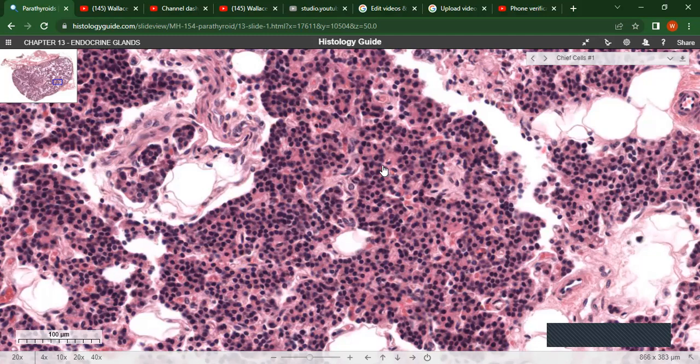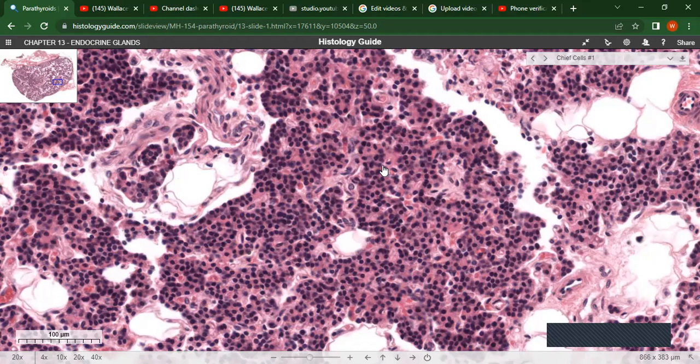Remember that bone is the largest calcium reserve in the body. Another way is that it inhibits the osteoblasts. Osteoblasts are involved in bone formation, so they are inhibited. So we inhibit osteoblasts and stimulate osteoclasts. Another way is by increasing renal calcium reabsorption, reabsorbing calcium back into the blood from the renal tubules. We increase phosphate excretion, so we excrete more phosphates and reabsorb more calcium.